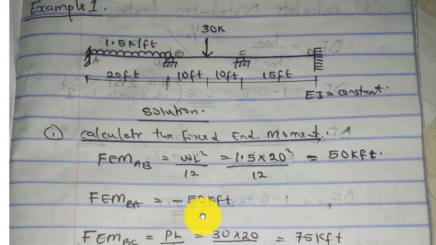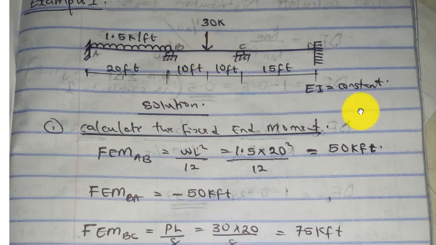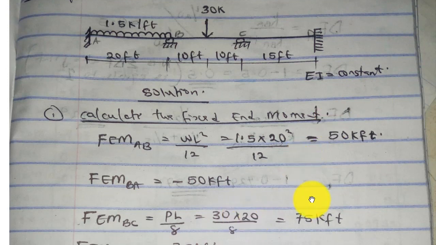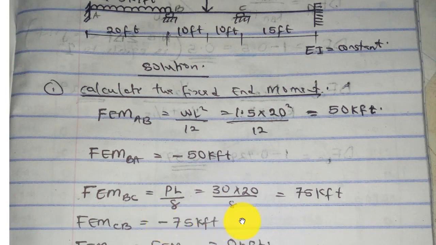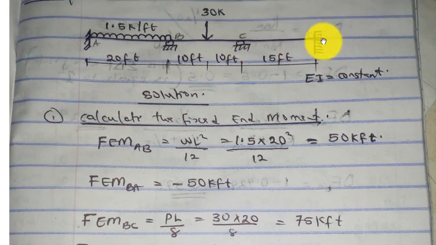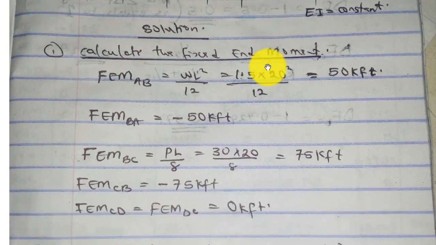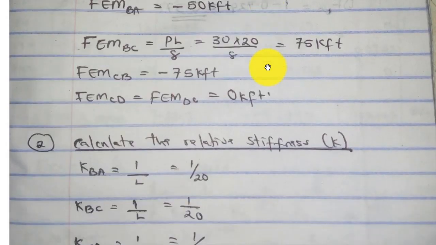So for member BC now, we have FEMBC, that's PL over 8. This is the value. FEMCB will be the negative of that. Then for member CD, there's no externally applied load, so the fixed end moment should be equal to what? Zero. So that's the first step.